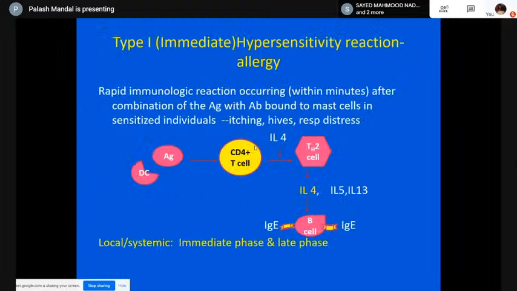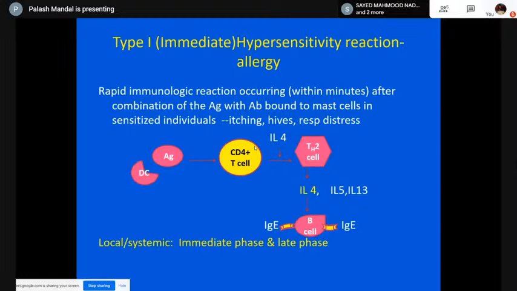Coming to type 1 hypersensitivity reaction. So type 1 hypersensitivity reaction is also known as immediate hypersensitivity reaction, and the common example is allergy. Okay, so what is it? It is a rapid immunological reaction which occurs within minutes after combination of the antigen with antibody, which is bound to mast cells in sensitized individuals, leading to reactions like itching, hives, respiratory distress. Hives is like swelling in the skin, like formation of wheals. So those are also known as hives.